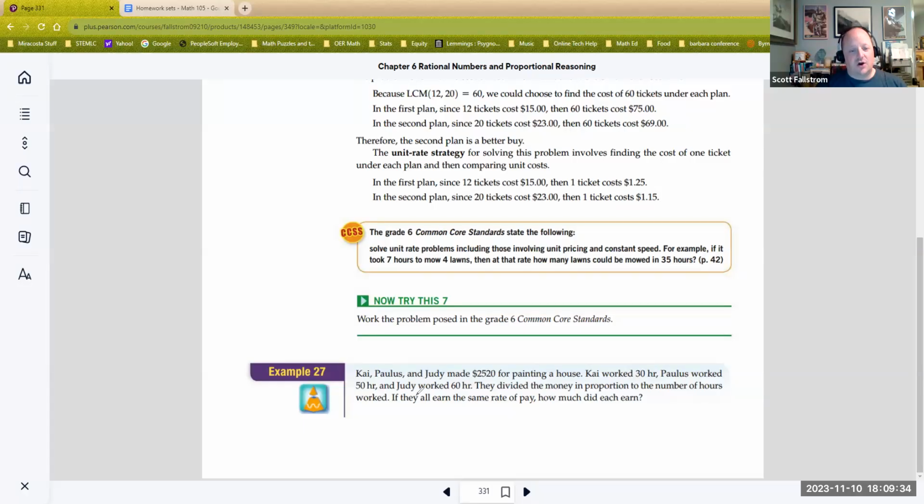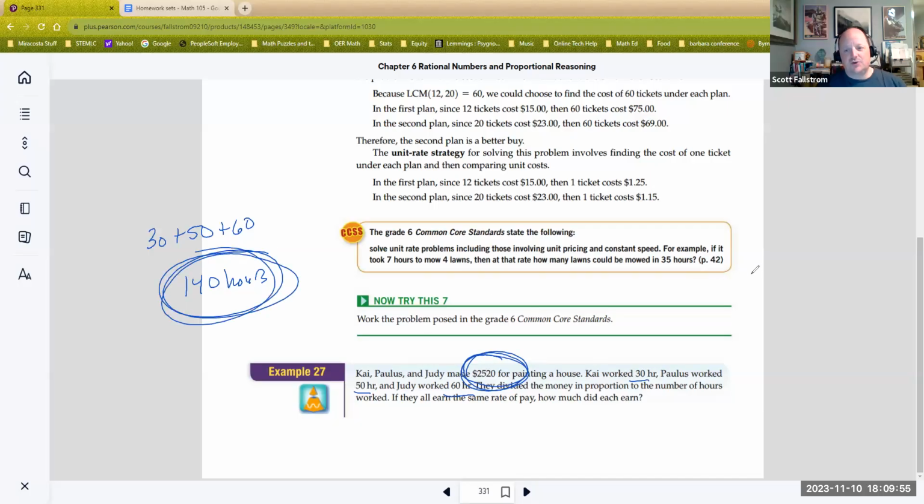Then what you could do is take all of the hours that were worked, 30 plus 50 plus 60, and get something like 140 hours. And what you're going to do is you're going to say, okay, well, here's how much money was made total, and here's how many total hours there were. So you could put, if you want to do dollars per hour, right? Then you could say, okay, $2,520 is the same as 140 hours. That's for the whole team.